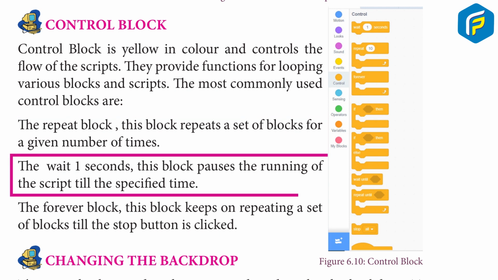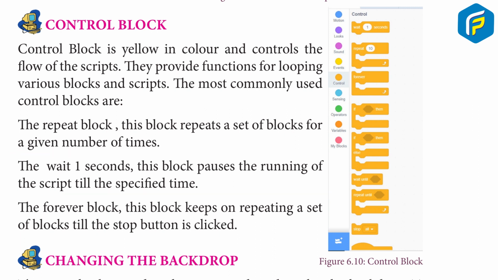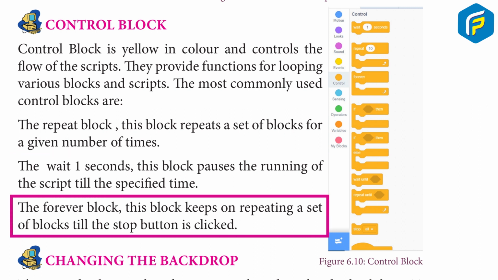The Wait 1 Second block pauses the running of the script till the specified time. The Forever block keeps on repeating a set of blocks till the stop button is clicked.